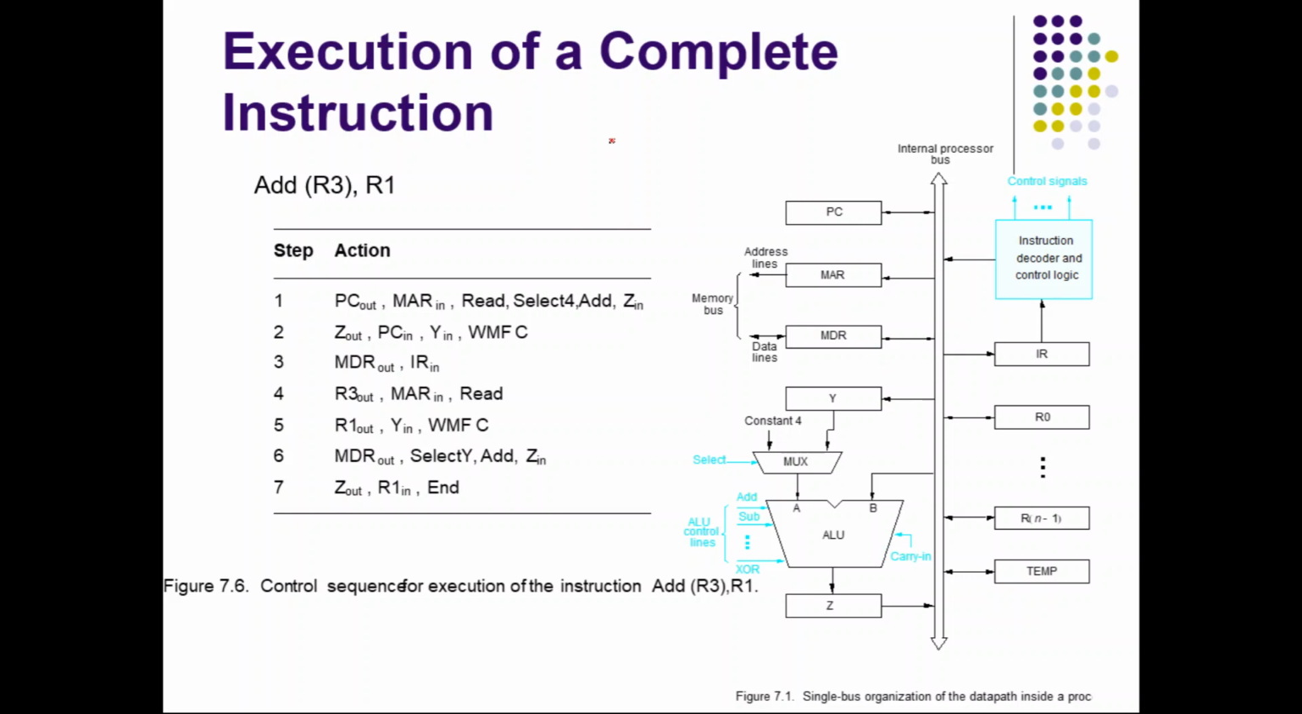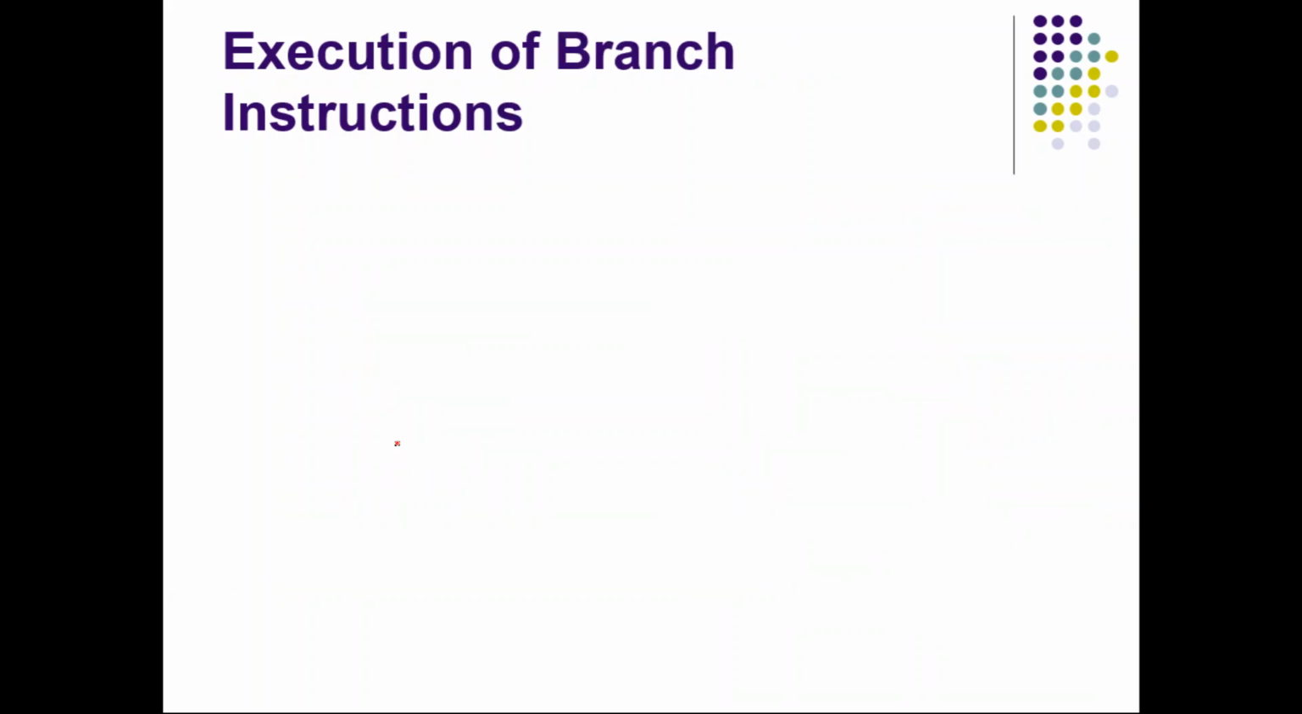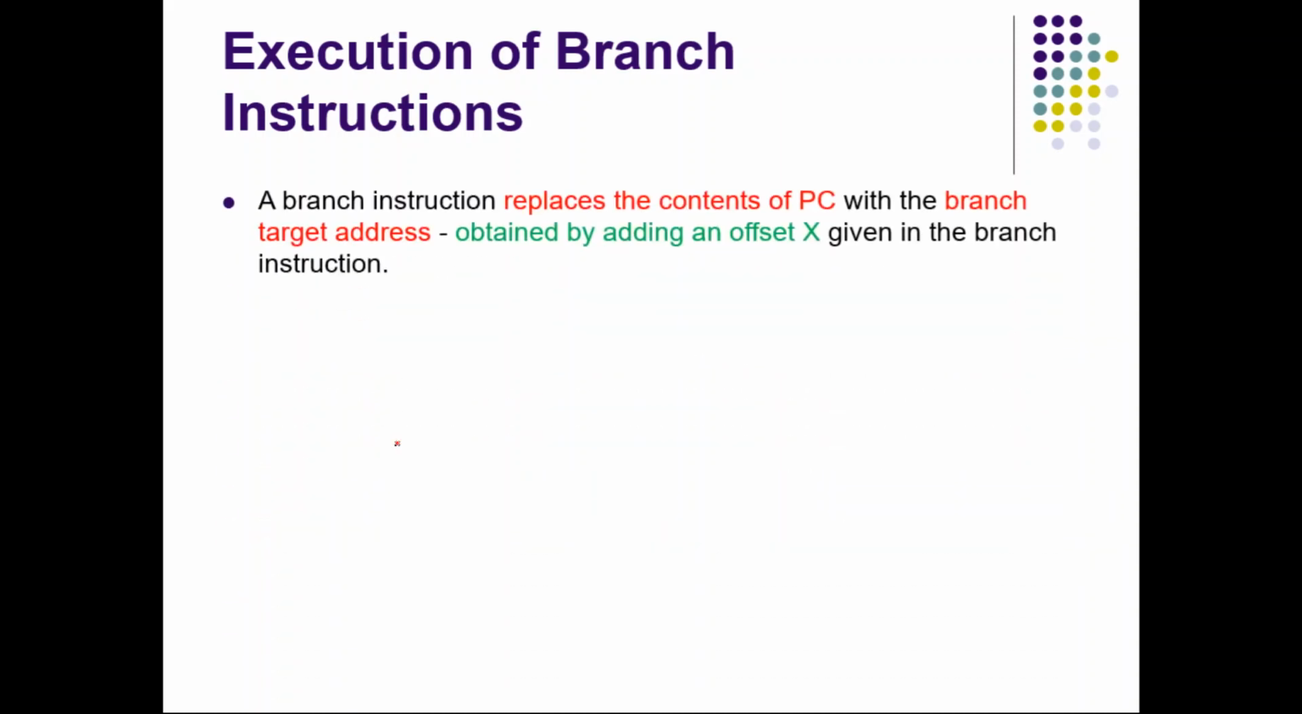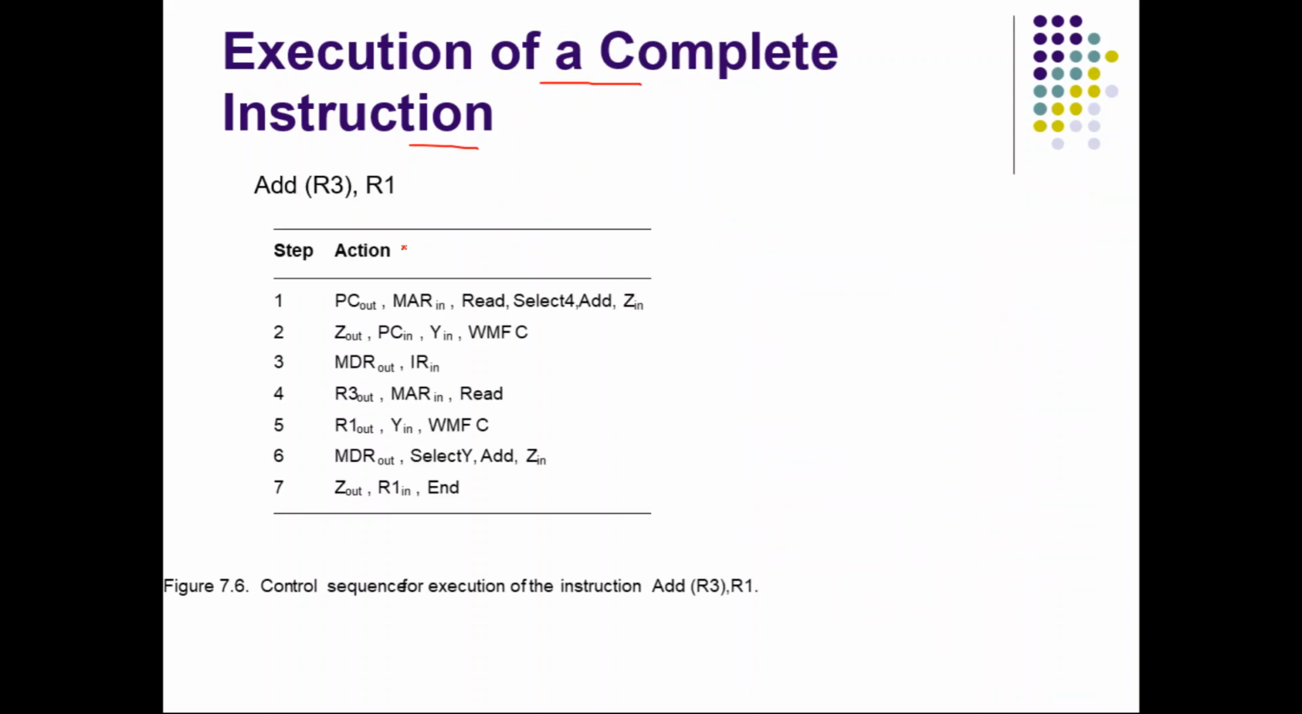Okay, so this is how the complete instruction got executed, which involves multiple steps. Okay, fine. So next we will be discussing execution of branch instructions, how the branch instructions are getting executed. So whenever a branch instruction occurs, the content of the PC should be replaced with the branch target address. Normally PC will increment every time.